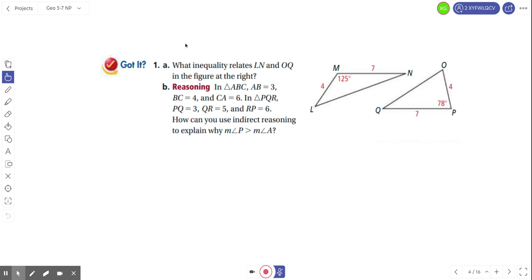Try this problem where we're going to use the hinge theorem to figure out how we could write an inequality comparing LN and OQ. So either LN is equal to OQ, LN is greater than OQ, or LN is less than OQ. And then we're going to do a little bit of reasoning. So read through that carefully and determine how you can explain, there's this term indirect reasoning, but we haven't talked too much about that and we're not going to. But the real question is, how can you explain why measure angle P is greater than measure angle A? All right, good luck with that, and I'll see you in the next video.